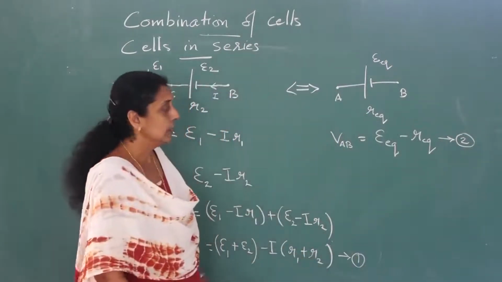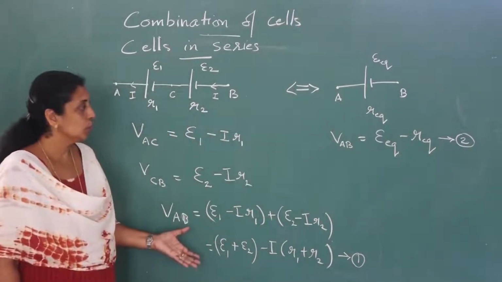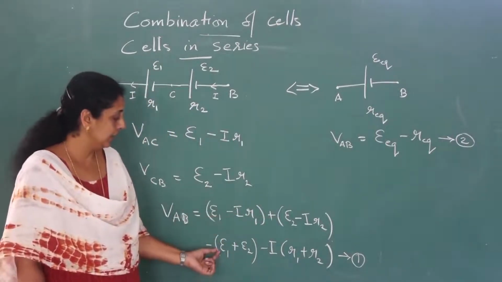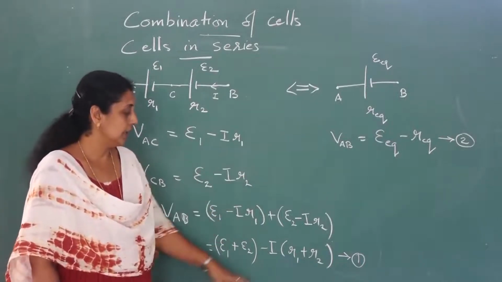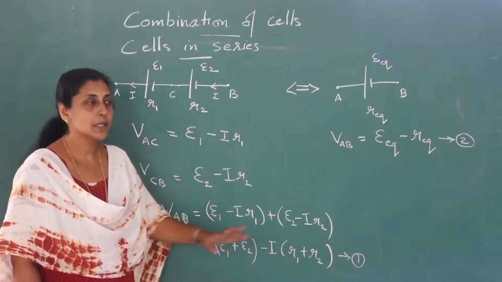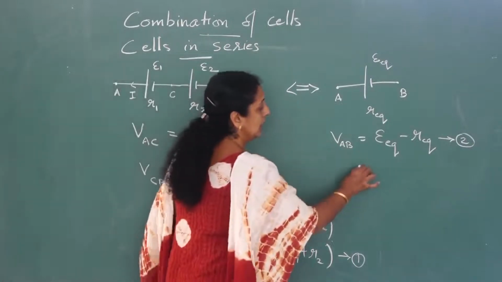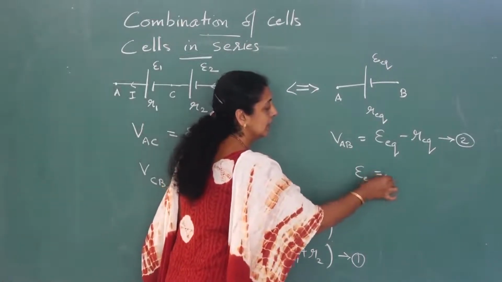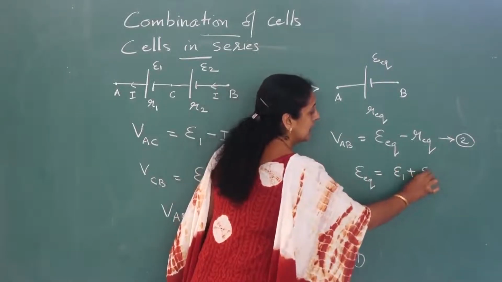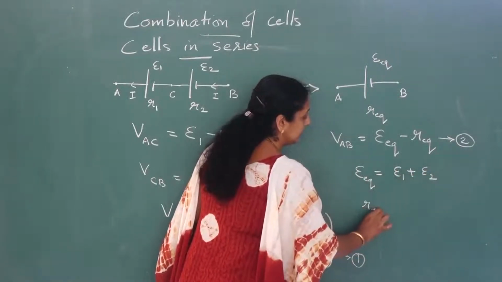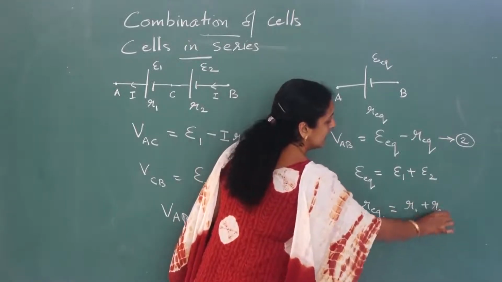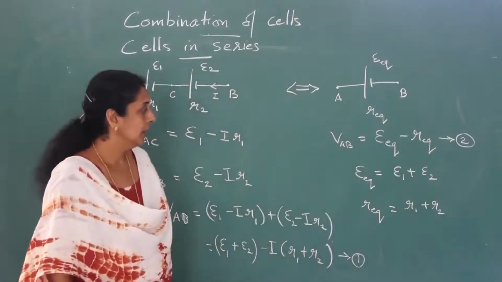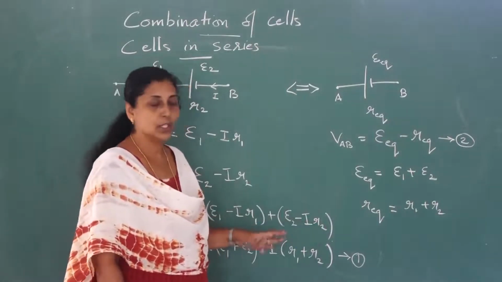If I call this equation 2 and the previous relation equation 1, and compare these two relations, you can see that E equivalent will be equal to E1 plus E2 and R equivalent will be equal to R1 plus R2. That is, E equivalent is equal to E1 plus E2 and R equivalent is equal to R1 plus R2. Okay, I hope this is clear to you.